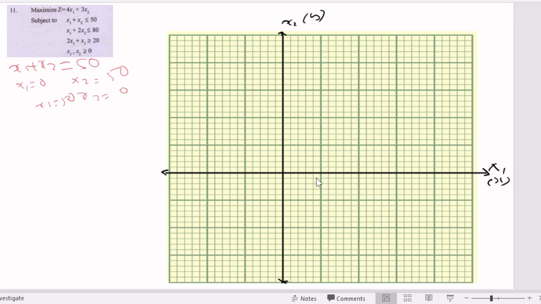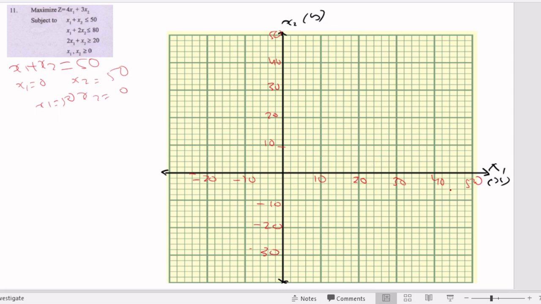Let's number this graph. I can say 10 because the numbers are big. So every line, every dot, this is divided into one line. So 10, 20, 30, 40 and 50. On the x2 side also 10, 20, 30, 40 and 50. On the left-hand side, that is negative: minus 10, minus 20, and here minus 10, minus 20, minus 30.